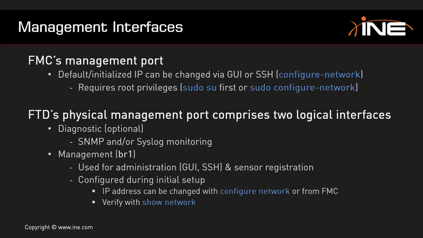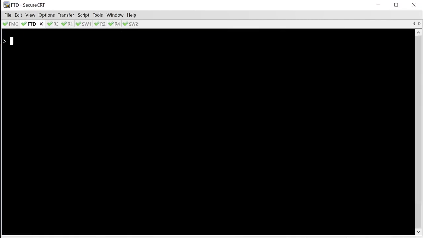Okay, like with FMC, this port, or just those ports, are generally configured during the initial setup. So when you use, let's say, virtual FTD, you will be able to configure this information through the virtual console. But you can also change those settings. You can use the configure network command on the FTD CLI, or you can use the FMC to make this change. We take a look at the FTD shell.